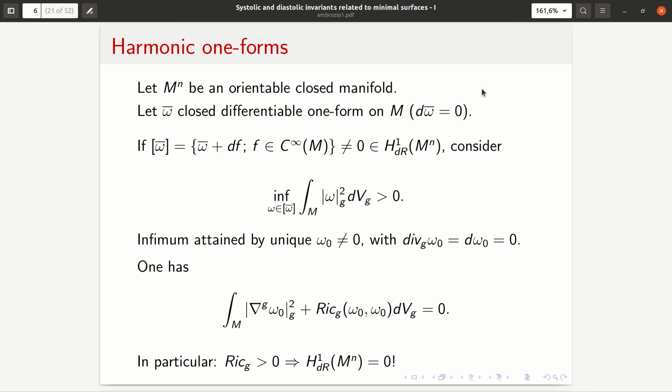Okay, so what this is saying is that if the Ricci curvature is positive, the first de Rham cohomology of the manifold must be equal to 0. Or more precisely, if my closed orientable manifold M admits a metric G with positive Ricci, then its first cohomology group is trivial.